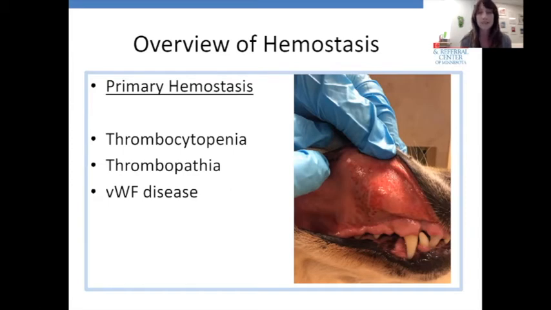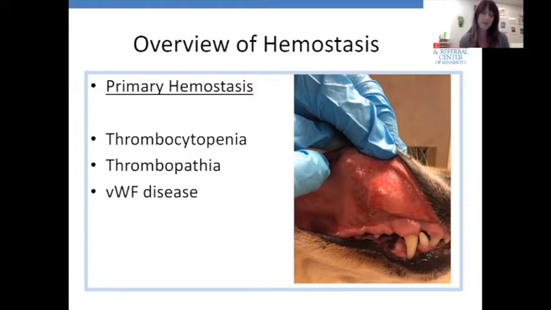But diseases that affect primary hemostasis include thrombocytopenia, so low platelet numbers. This picture is an example of a dog with petechia from thrombocytopenia, and that's probably one of the best pictures I've got of petechia. Sometimes they can be a little more subtle than that. So when you have a dog, or even a cat, that you suspect may have low platelets, you always want to look really closely for petechia because initially they can be really hard to see.